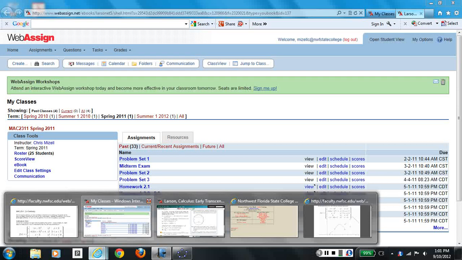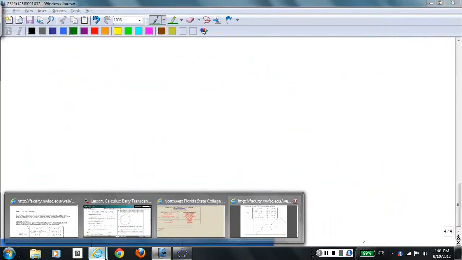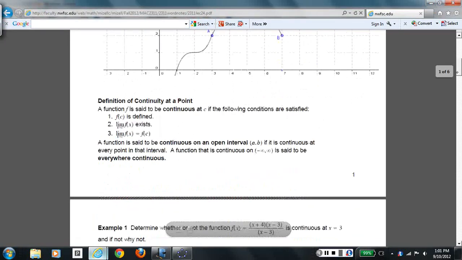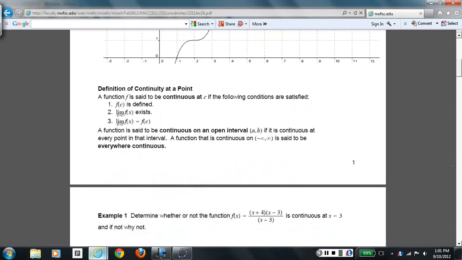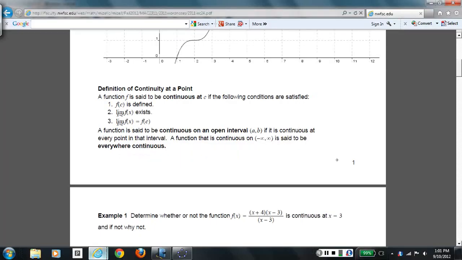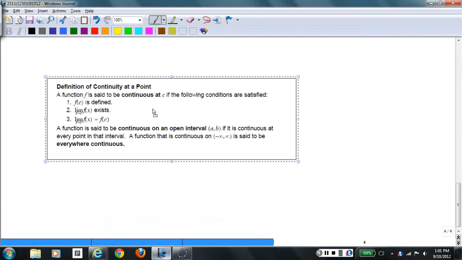And I've got to close a lot of this. How about this? And this. And this. There we go. So here's the official definition, but it's going to be good if we just have one more try, just have the third item on the list. That's going to be enough.